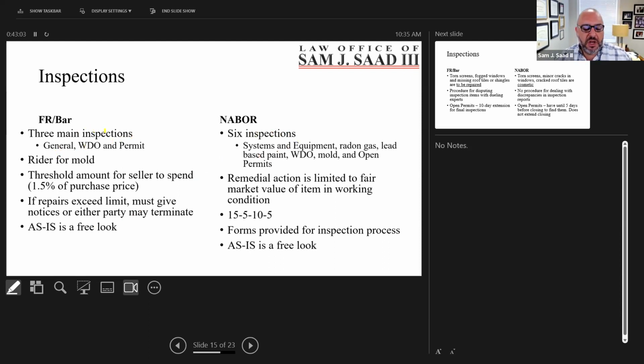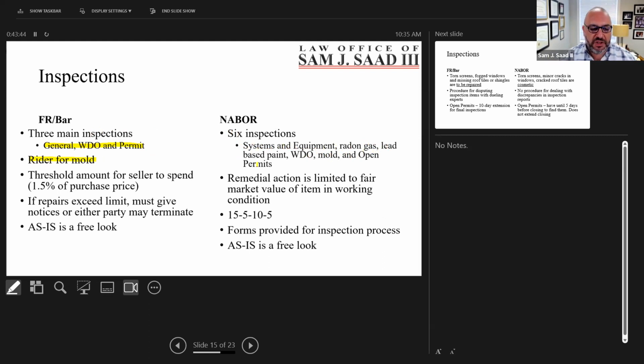Okay, inspections. So FRBAR gives you 3 inspections: general inspection, a WDO, which of course is wood destroying organisms, termites, beetles, other sorts of things, and permits. FRBAR has a rider for a mold inspection. NABOR provides for 6 inspections, including systems and equipment, which is of course your air conditioner, your washer, your dryer, your appliances, your systems and equipment that run the household, radon gas, lead-based paint, WDO, mold, and open permits.